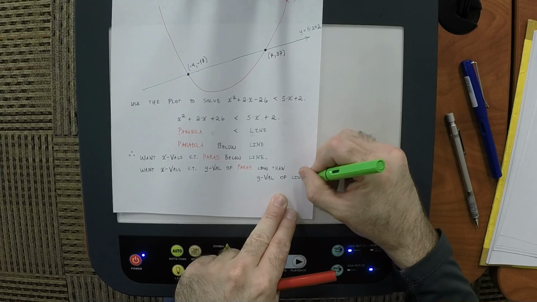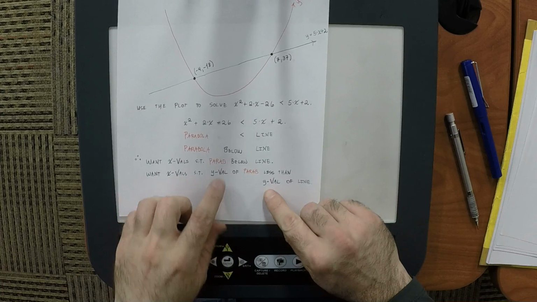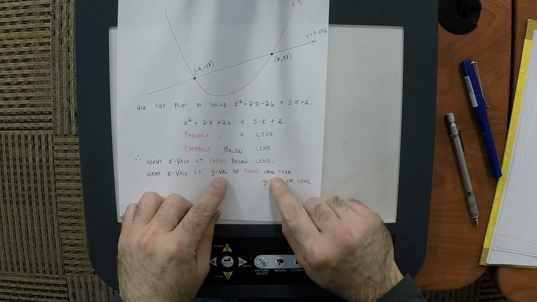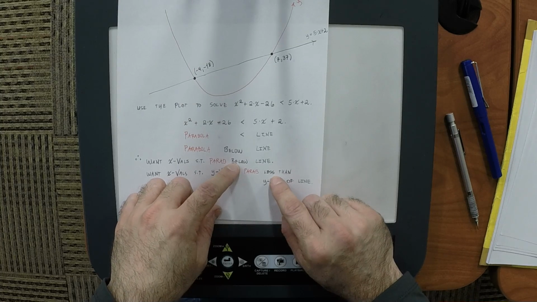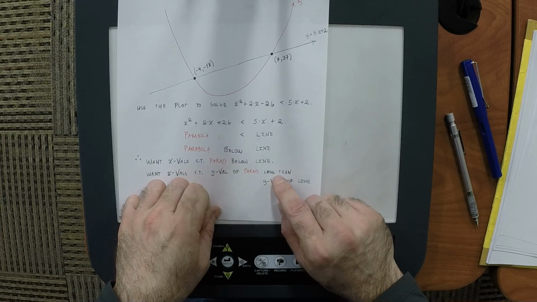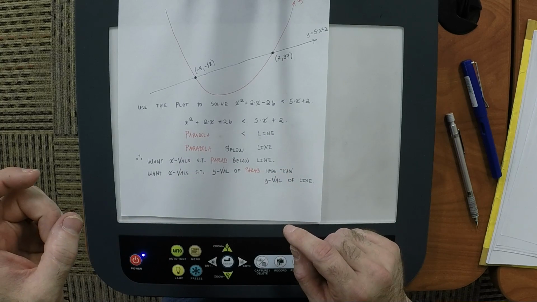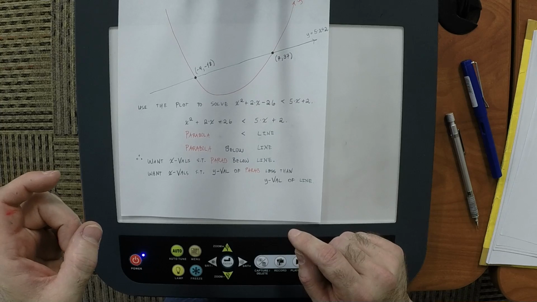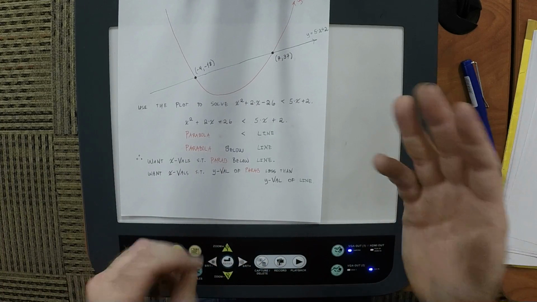So my last question before we finally write down the answer is that here we're talking about y values, and here I say less than. So why does the word below translate to less than when you're talking about y values? Because you're moving down the line. Right. I think you have it.